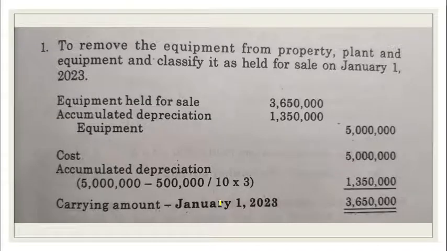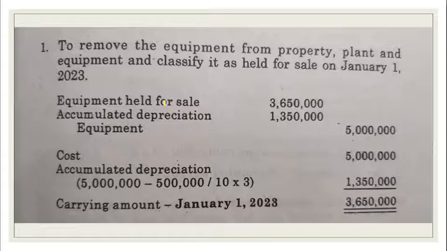So here, you need to, of course, diba, get the carrying amount of your asset. So your carrying amount is nakuha na diri. That's 5 million less your accumulated depreciation. So you have a carrying amount of 3,650. So kana siya, na-classify na siya as na-transfer na siya from your PPE, nahimo na siyang held for sale.